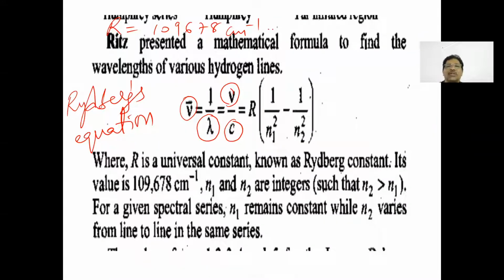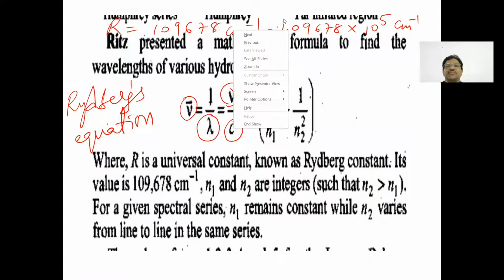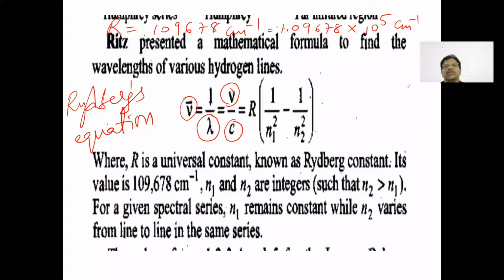So the same thing, how to write now? 1.09678 into 10 to the power of 5 centimeter inverse, right? Here we can take it like this: 1.09 means 1 only. So 1 into 10 power 5 centimeter inverse is the value of R. Suppose it is given in centimeter inverse, and you want to write it in meter inverse.